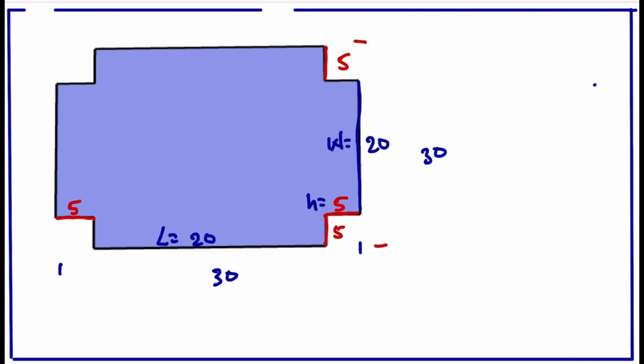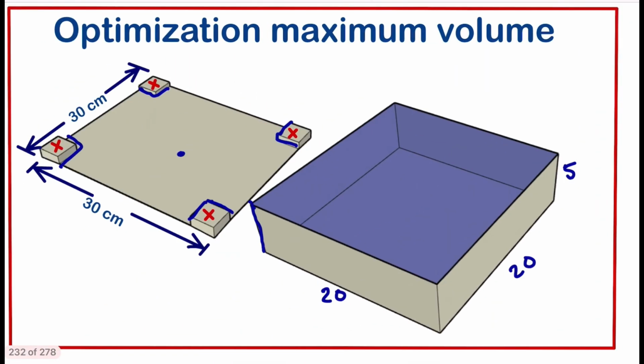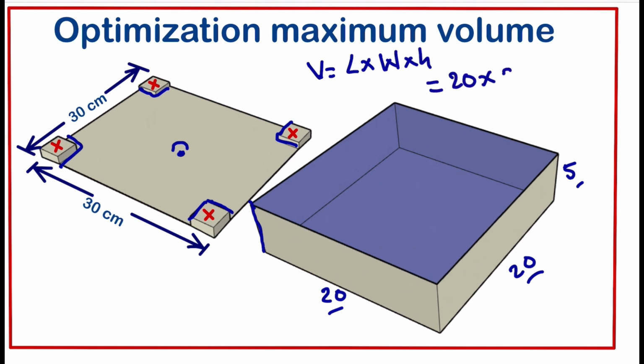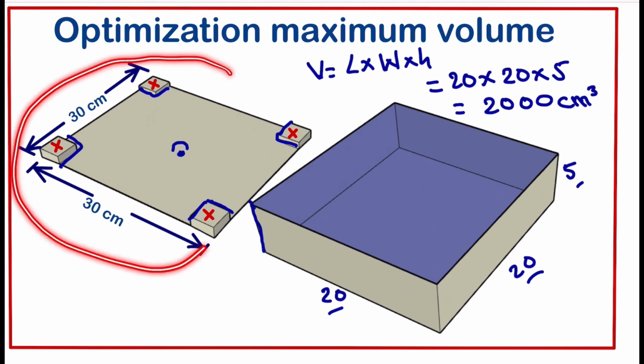H is 5. If we go back to our equation, I've written it: this is the length, this is the width, and this is the height. The maximum volume that you can create will be equal to length times width times height. So the length is 20 times 20 times 5. If we multiply this together, we are going to have 2000 centimeters cubed. This is the maximum volume that you can get using this square paper.